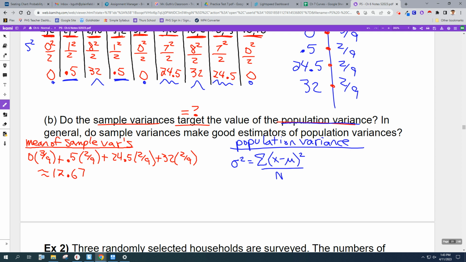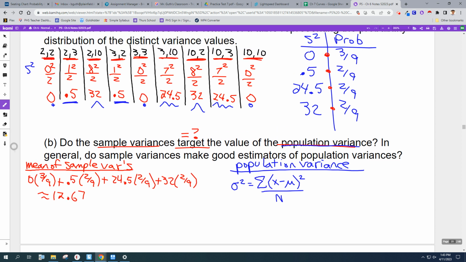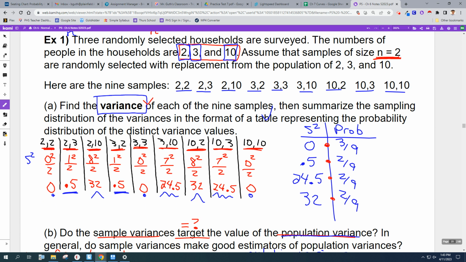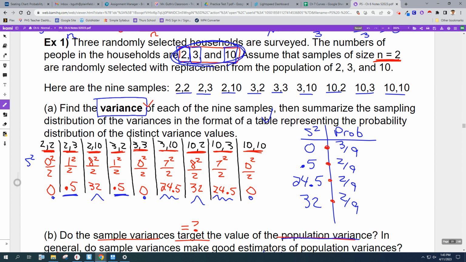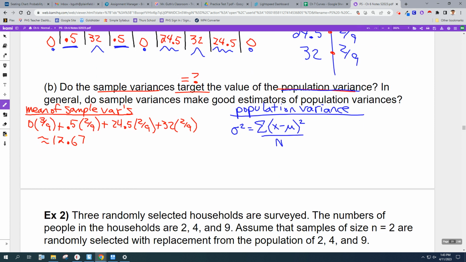Mu is the mean. And so when I look at my numbers 2, 3, and 10, mu is just add them up and divide by the number of numbers. That's the mean. That's mu. It's going to be 15 over 3, which is 5. The mu, or the population mean, is 5. I'm going to put that down here again. Mu is 5.